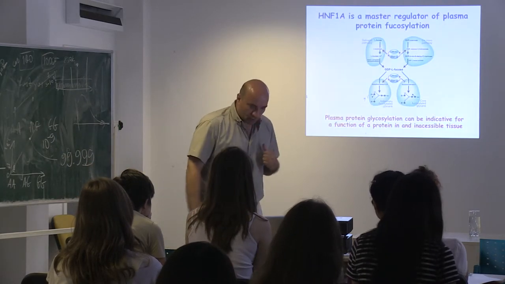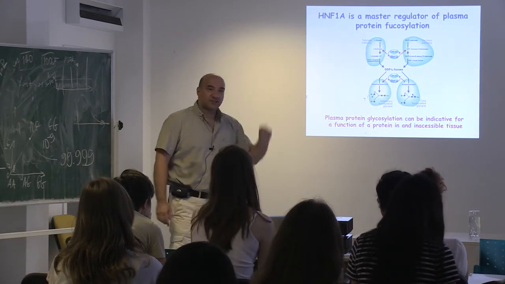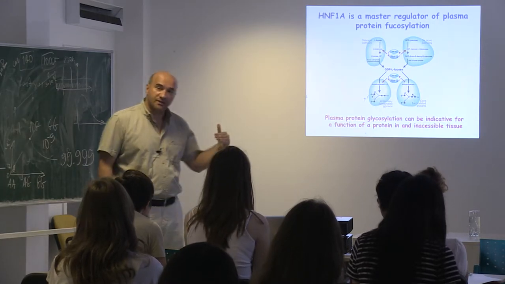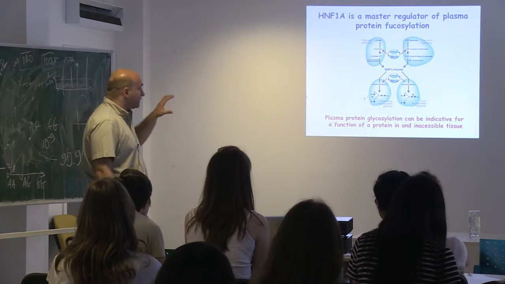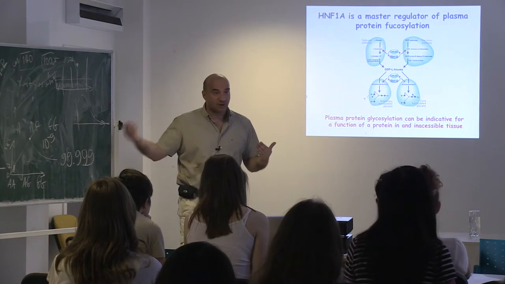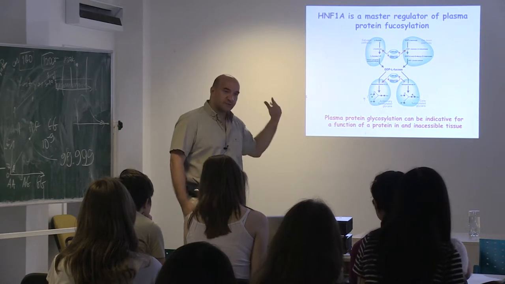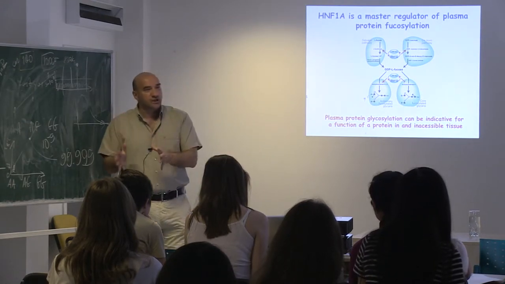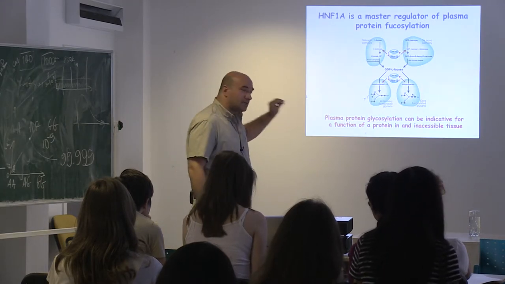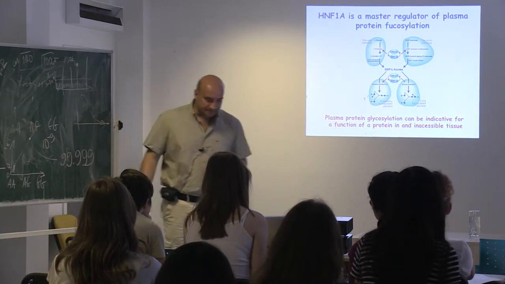So from our GWAS study, we learned that HNF1-alpha is master regulator of fucosylation. If there are polymorphisms in HNF1-alpha, fucose levels will be different. So if there is a mutation in HNF1-alpha, which is a much stronger effector than the polymorphism, okay, these are the common polymorphisms without clear functional effects, while these mutations are actually null mutations which kill the protein, then we said, okay, if we measure plasma fucosylation in these patients, maybe this could be a biomarker.